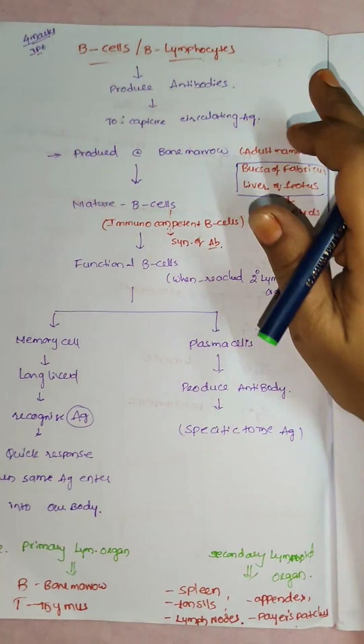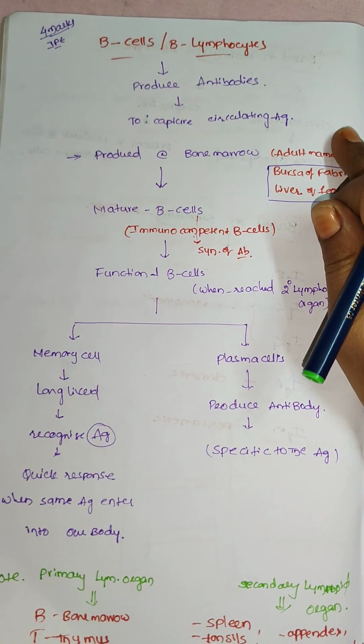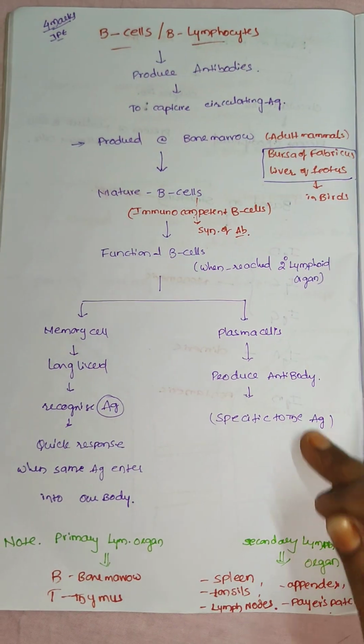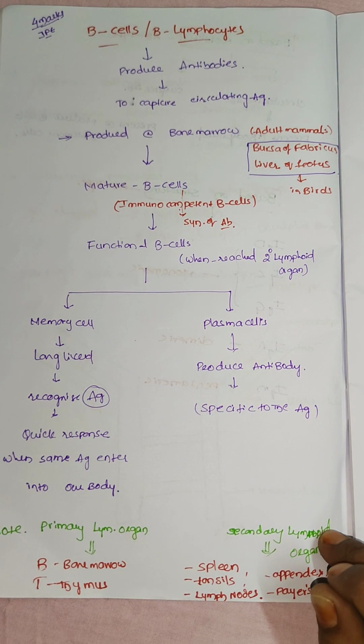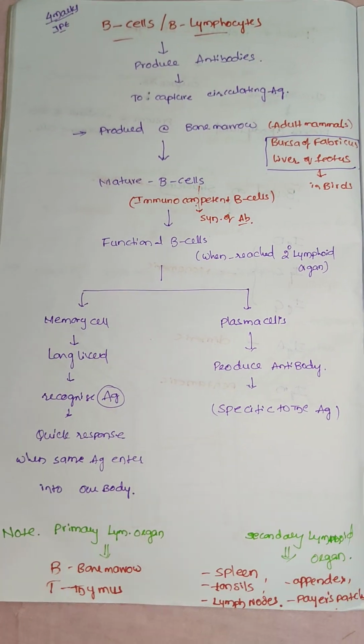Hello everyone. The topic is B lymphocytes or B cells. This is a topic of the immune system, second year zoology. Important, 4 marks in IPE.